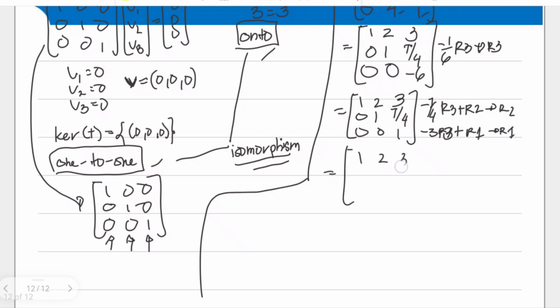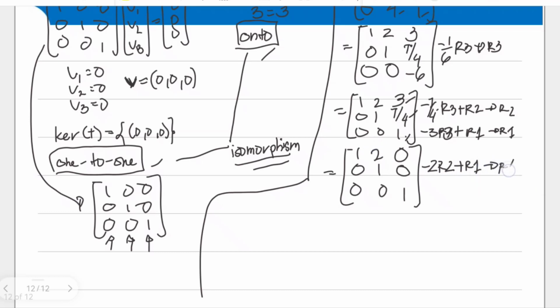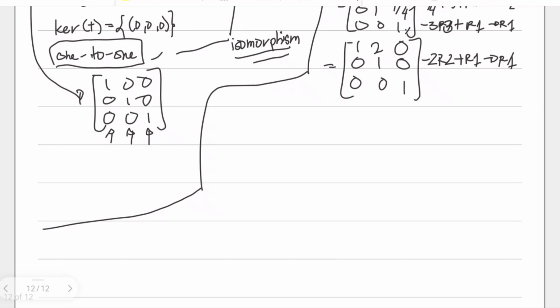Sorry, it's no longer 1, 2, 3. Let me start at the bottom. 0, 0, 1. So 0, 1, negative 7 fourths times 1 is negative 7 fourths plus 7 fourths, 0. Okay, next. This is 1, 2, negative 3 times 1 is negative 3 plus 3, 0. This is still 2 because this is 0. Once you multiply negative 3 to that, it will not change its value. And finally, negative 2 to our row 2 plus row 1 to make this 0. Okay, so the final form of our reduced row echelon form is in this manner. 1, 0, 0, 0, 1, 0, and 0, 0, 1 still.